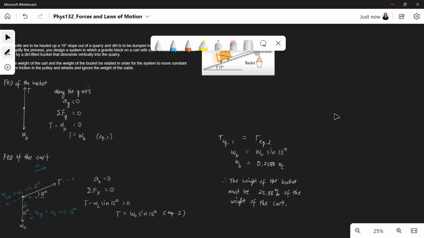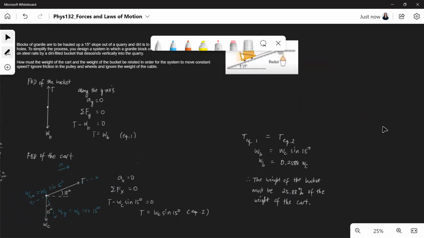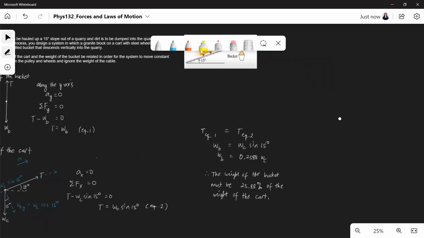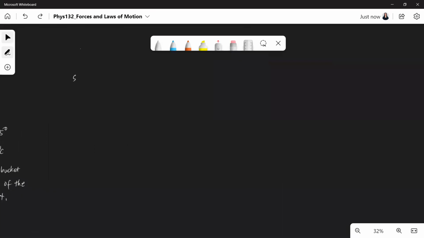It's a frictionless system, so we can make a relationship directly between the weight of the bucket and the weight of the cart. So overall, systemic approach. Let me increase the percentage of the display. So using the systemic approach, you look at the entire system. A system may be composed of two or more objects, as long as they have the same acceleration.